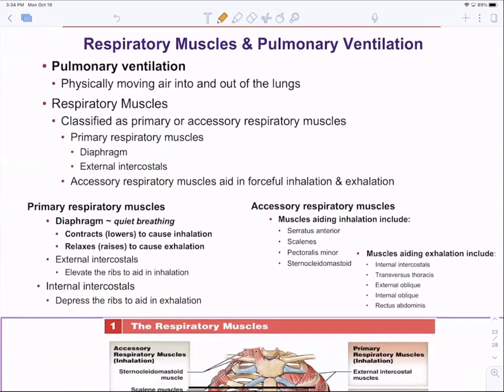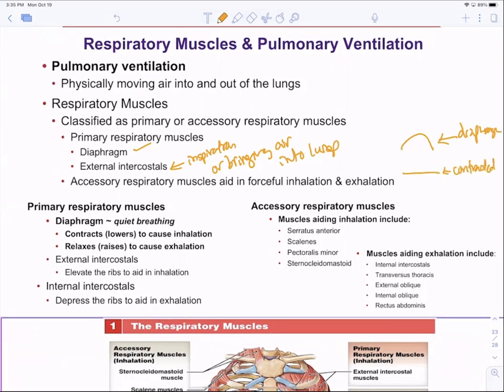As far as ventilation, respiratory muscles, your primary respiratory muscles are your diaphragm. And for bringing air in, or inspiration, your external intercostals. Your diaphragm's really the main one. Your diaphragm is usually a dome-like muscle. And when you contract it, it flattens. And you'll learn how this draws air in.